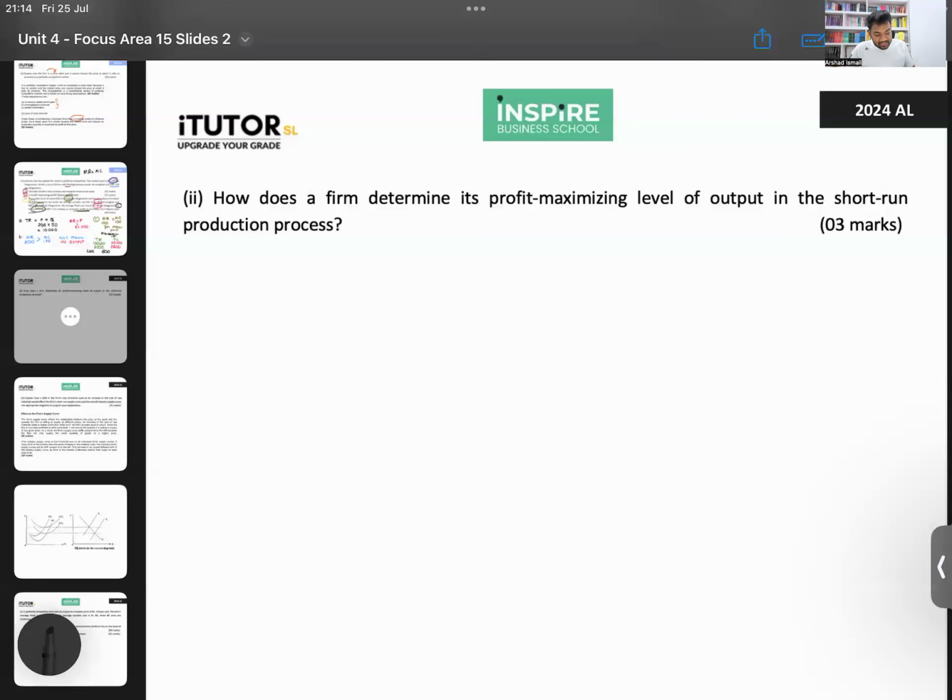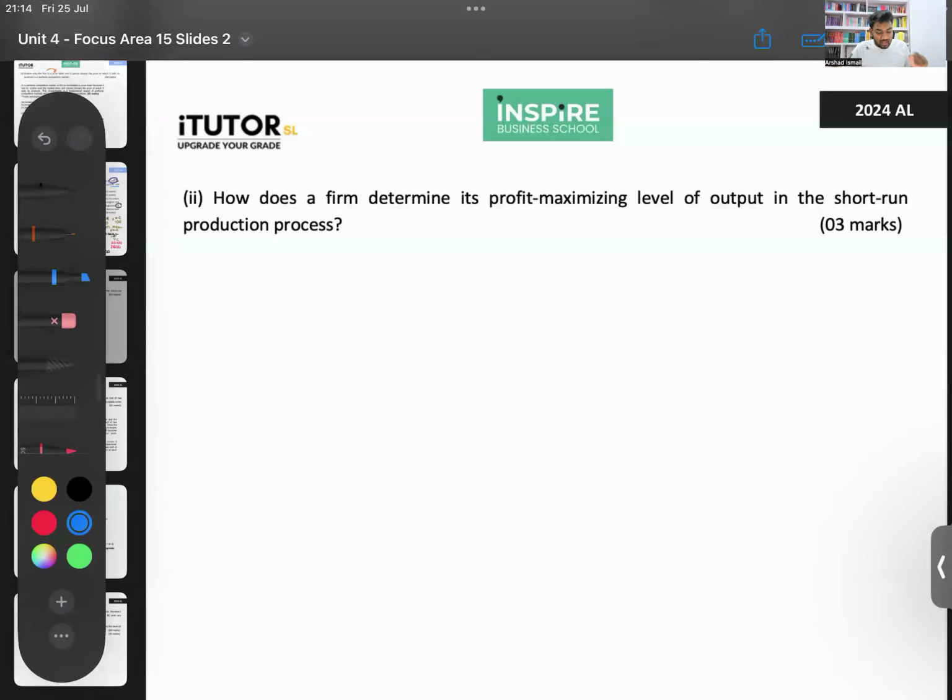Right. So 2024 question number 2. How does a firm determine its profit maximizing level of output in the short run? So here you can explain the MR equals MC story. When MR is greater, or when MC is greater, then MR equals MC is the profit maximizing point. But also, do you all remember, in my tute, I teach you 2 ways of finding this profit maximizing output. The widely used one is MR equals MC.